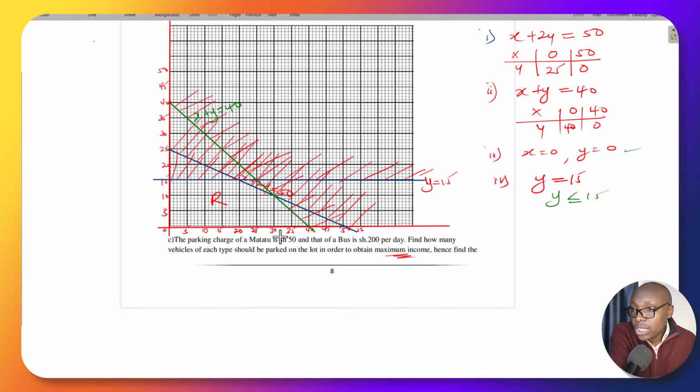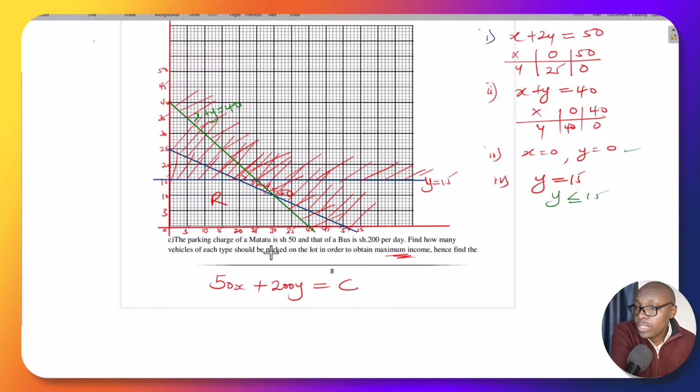So to maximize, we need the objective function, and the parking charge for a matatu is 50. So for x matatus, it will be 50x. Then the charge for a bus is 200, so y buses will be 200y. That is the total, and that will give the charge. This is called the objective function. Now we need to get the number of buses and matatus that will give us the maximum income from this objective function.